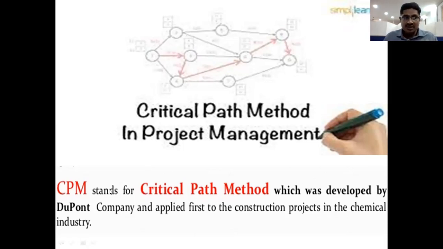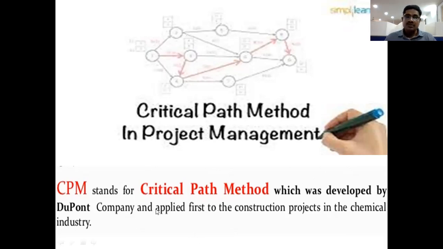Right? So CPM stands for critical path method, which was developed by the DuPont company and first applied to construction projects in the chemical industry. So it was developed by the DuPont company. That company first introduced this CPM method, right? This is a chemical industry.